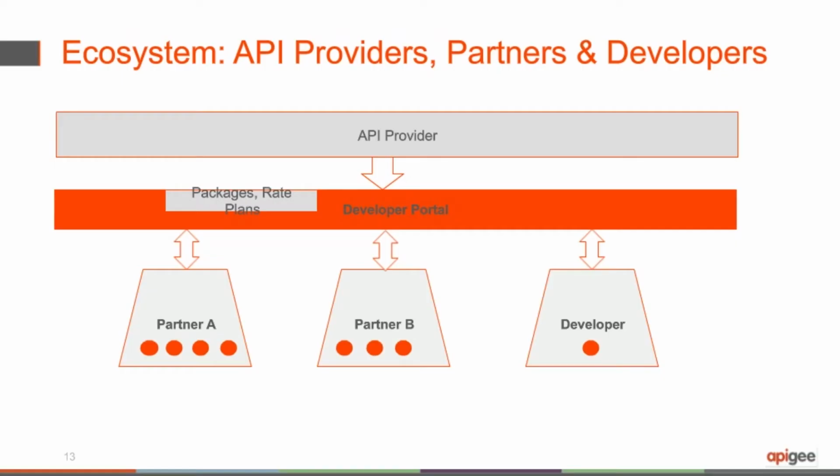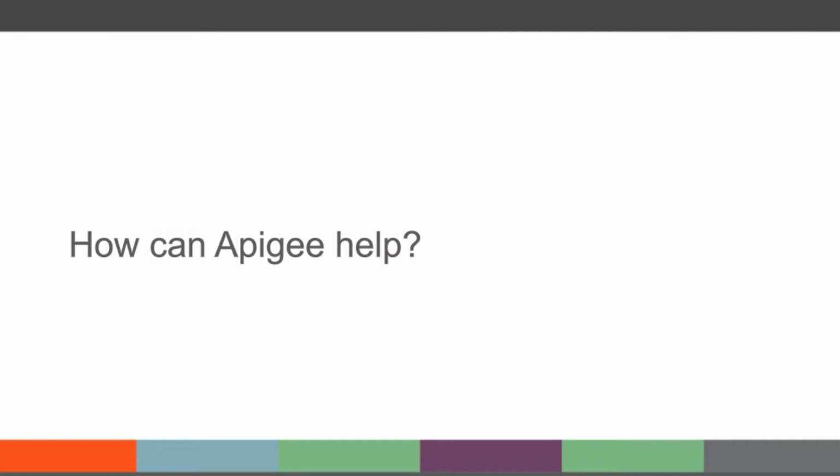So this is an outline of how the ecosystem would look, right? You, the API provider, are at the start of the ecosystem. Your outward-facing developer portal exposes your backend data and services to your partners, and your partners might have many developers, or it might be an individual developer. So all this is very interesting and very exciting in terms of the opportunity.